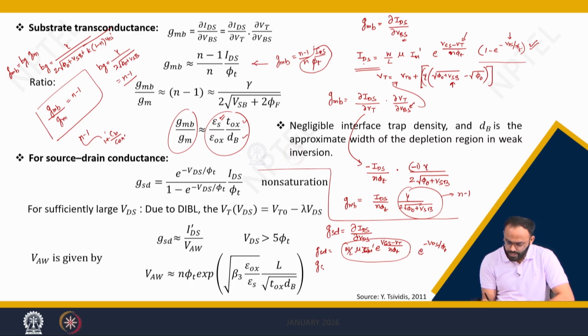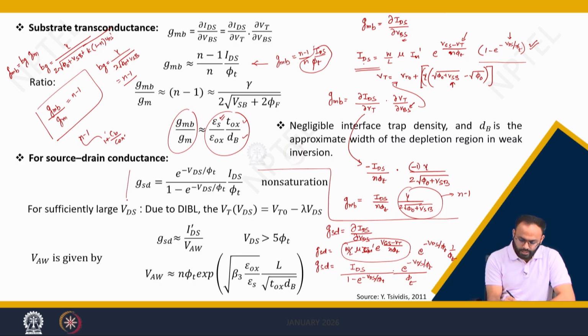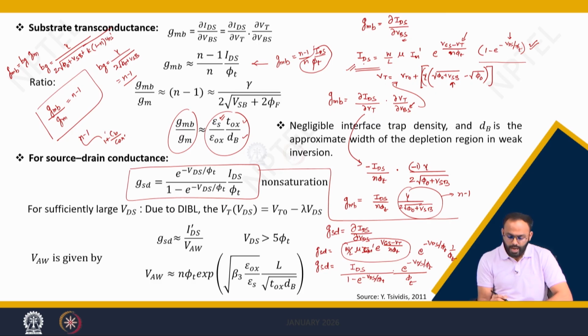So GSD can be written as IDS divided by 1 minus e to the power of minus VDS divided by phi t, into e to the power of minus VDS divided by phi t, divided by phi t. Here if you differentiate it, you will get 1 over phi t. That is what we are getting here. So we are taking the same current equation and we are differentiating with respect to VDS, and we ended up with this GSD.